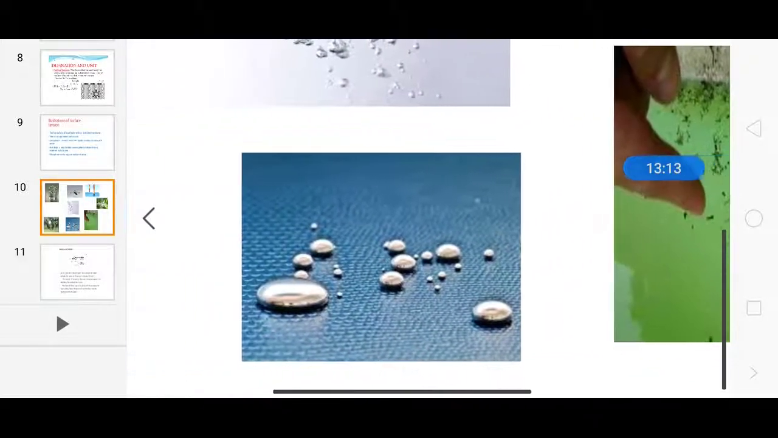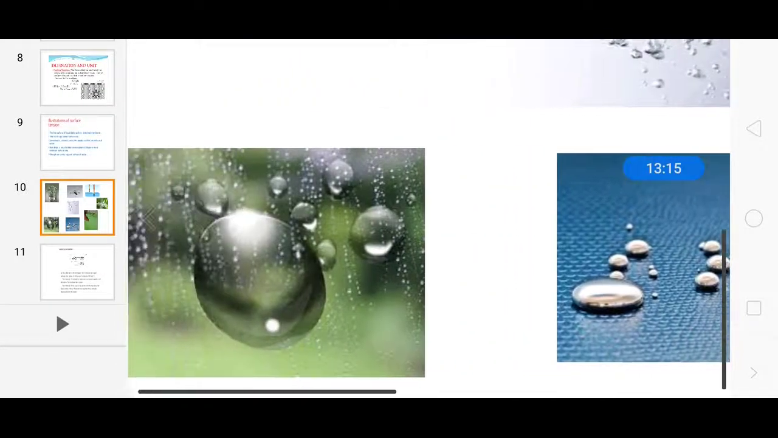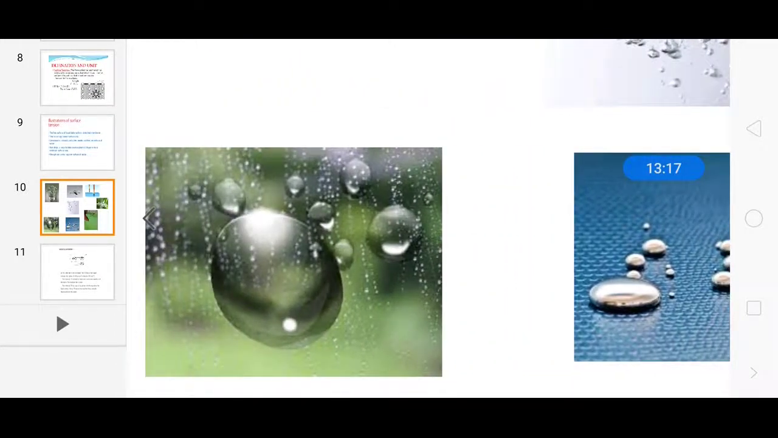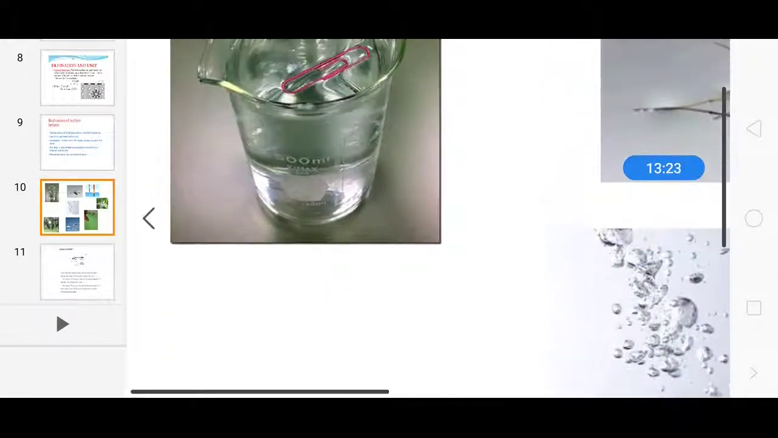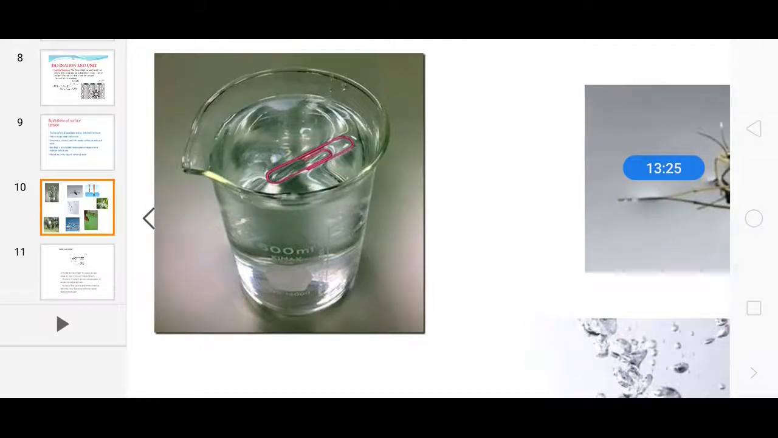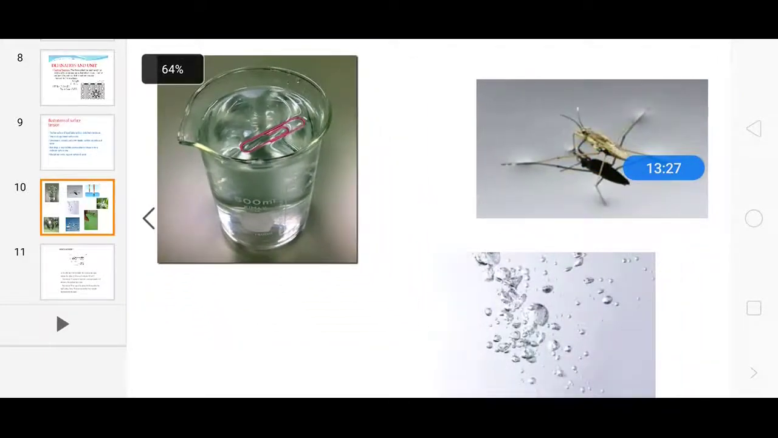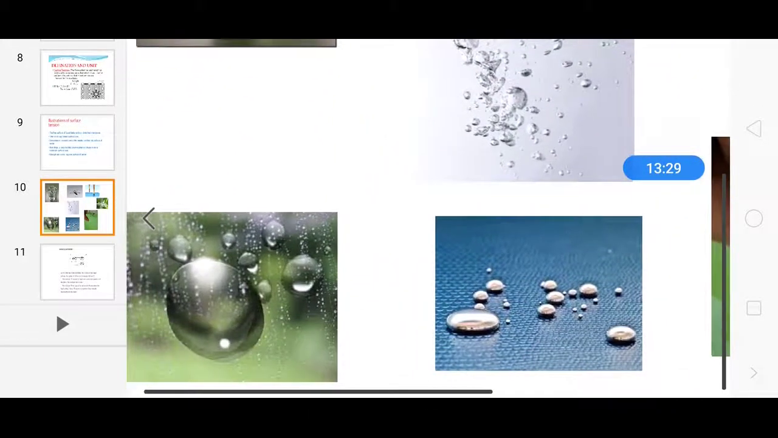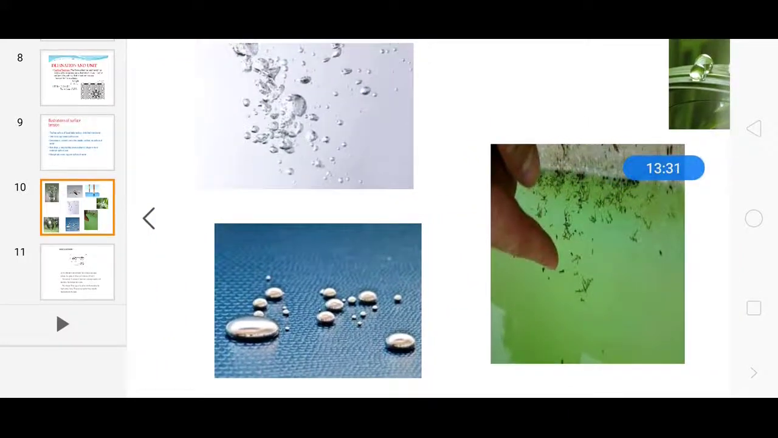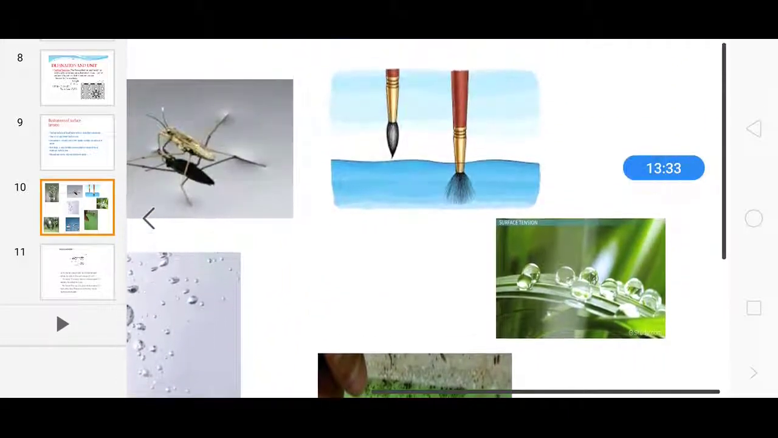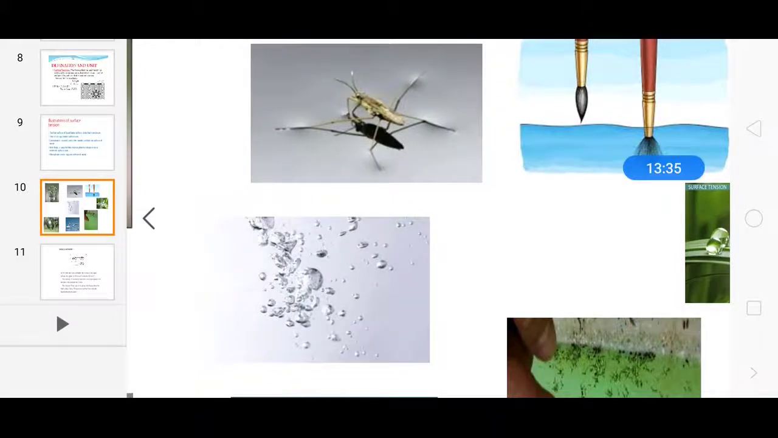So spherical shape. See, water raindrops. If you observe the raindrops, these are also spherical in shape. The thin needle can float, the insects can walk, raindrops are spherical in shape, and the insects can lay eggs. So, due to the property of surface tension.